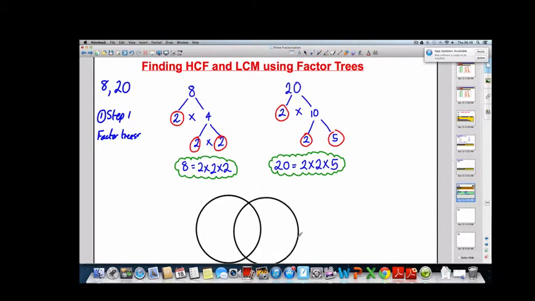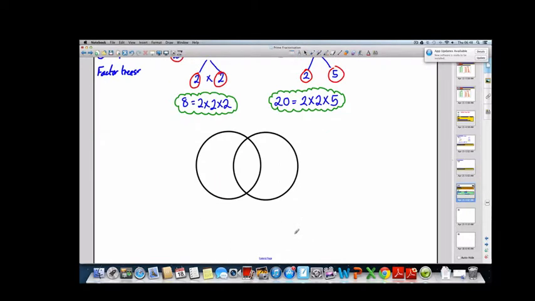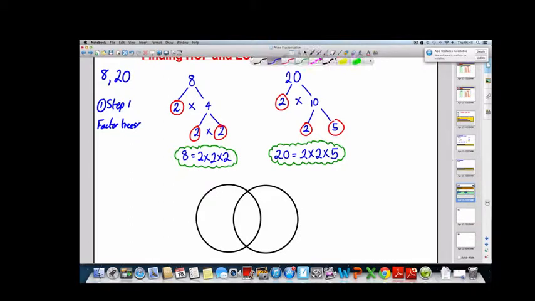Then what you can do is you can draw yourself 2 little circles here. This just helps you visualize what's going on. Now this circle will represent 8 and this circle will represent 20. And what you do is any number that's in both lists goes in the middle. Okay, so there is a 2 in both your final answers, so you put a 2 there. There is another 2 in both your final answers, so you put a 2 there. Now there is one 2 left over with the 8, and that must go over here, and so you cross that off. And there is one 5 left over with the 20, so you put that here.